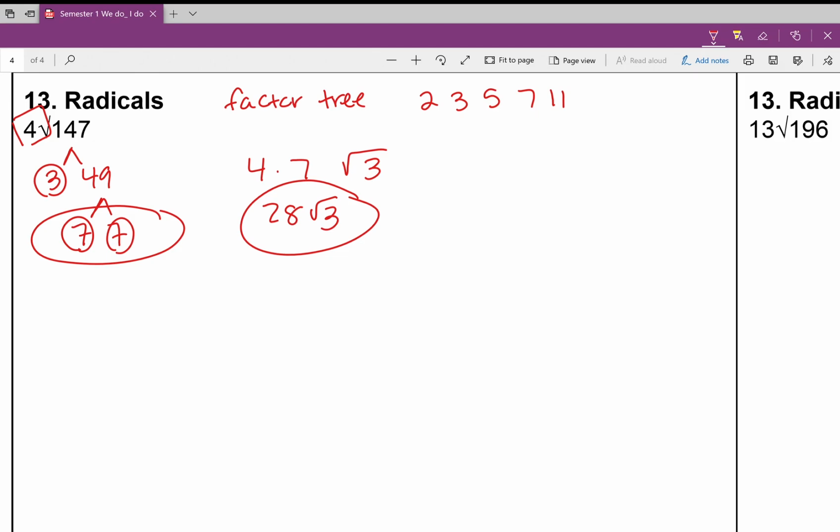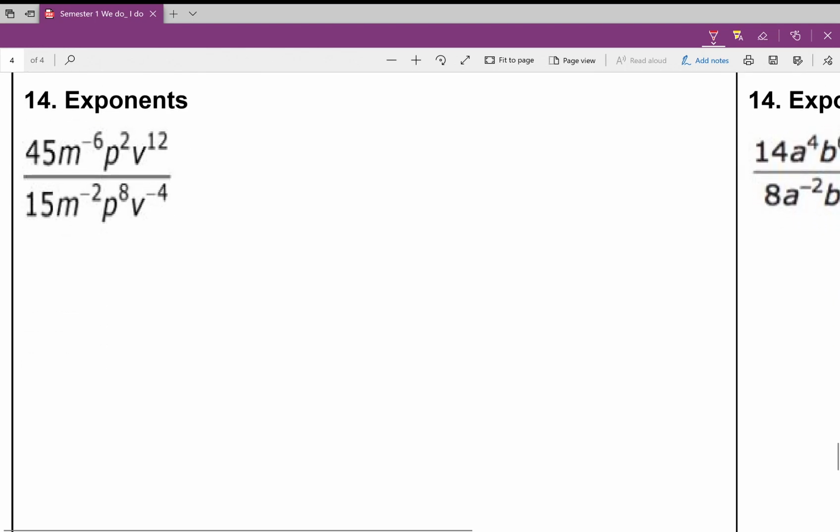Okay, let's look at 14. 14 is the properties of exponents. So in this case, for properties of exponents, we are dividing. And when we divide common bases, that means we subtract the exponents. So let's first simplify our coefficient. We have 45 divided by 15. 45 divided by 15 is 3, but I'm going to write that as 3 over 1.